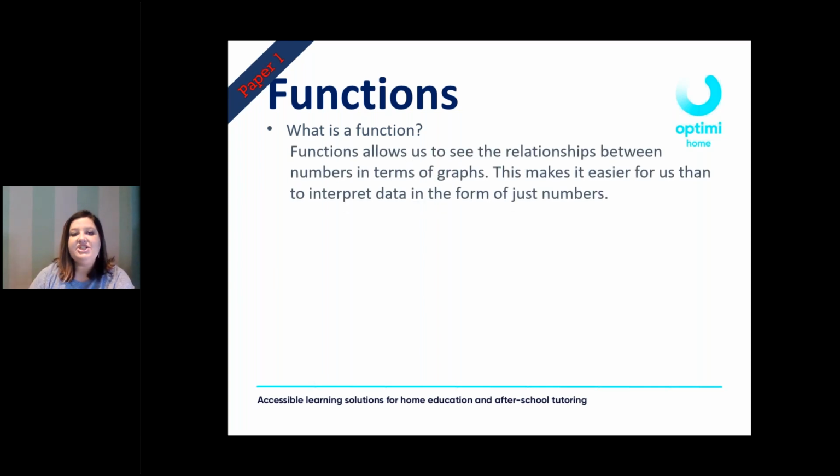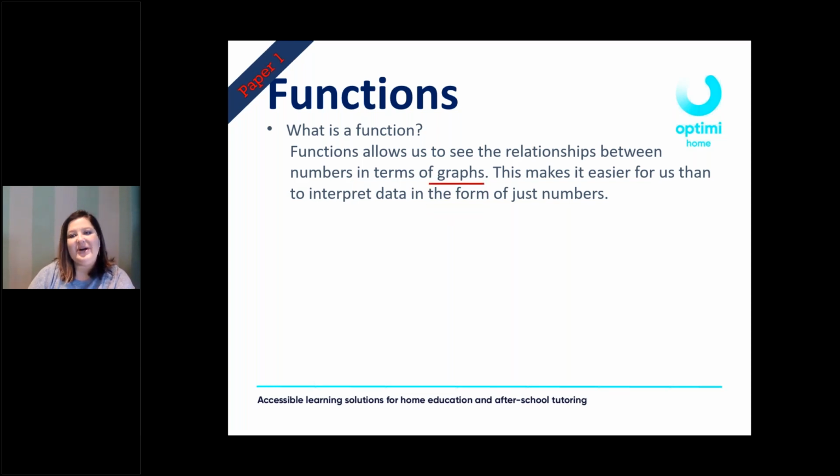Functions allow us to see the relationship between numbers in terms of graphs. It makes it easier for us to then interpret data in the form of just numbers. So what it says is, it takes a lot of data, a lot of numbers. So if you think of statistics and they give you all of these numbers to work with, you can't actually see if there's a trend, meaning do all of the numbers move upwards, or do I have something like this? And that is what a function does. It takes that data and it actually represents that visually for you to see. So it makes it easier for you to interpret that because you can see it visually. How is it represented? In terms of a graph.